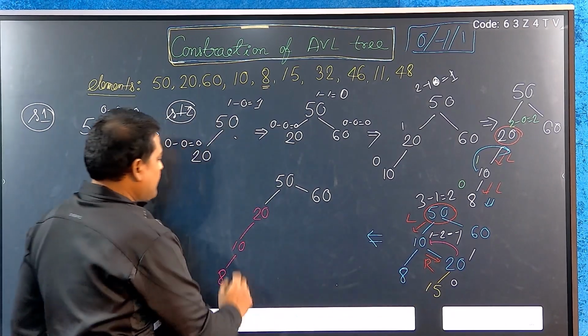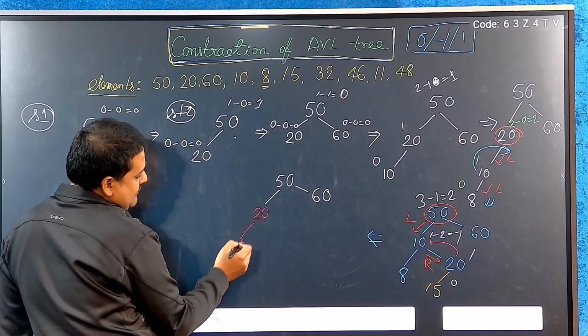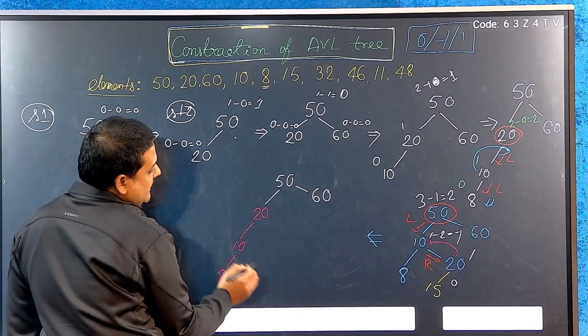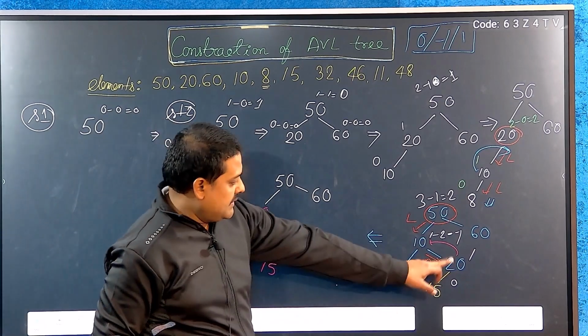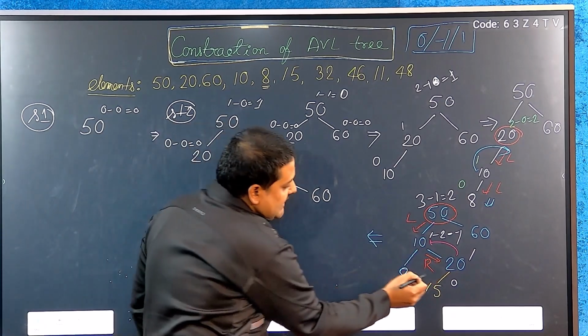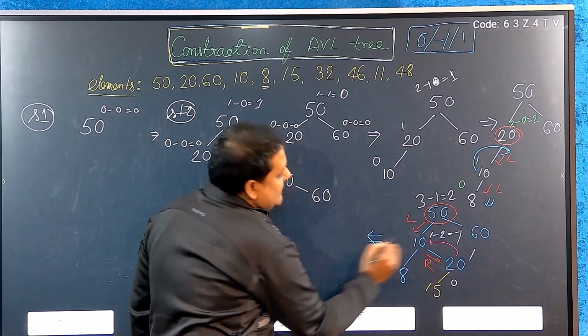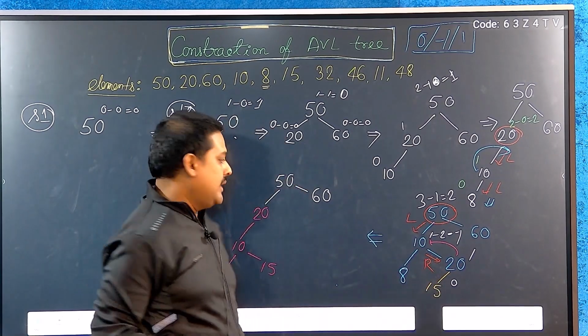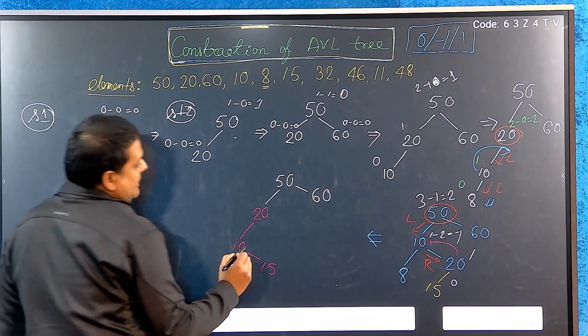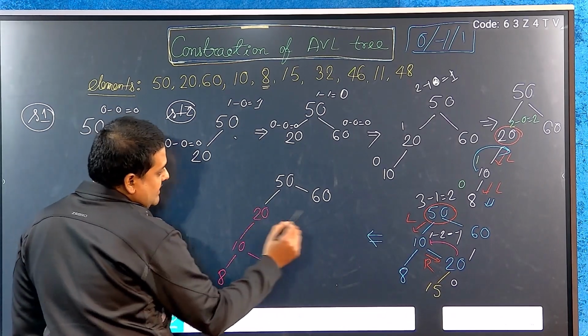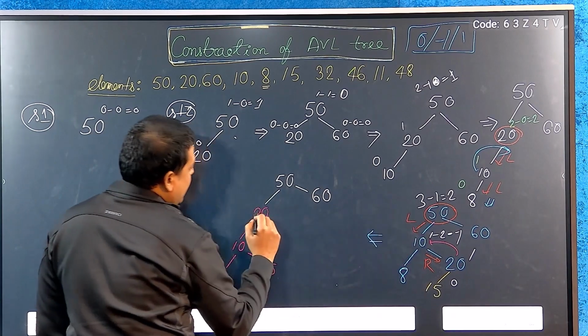So, look, 15 is lesser than 20 and greater than 10. So, 15 will be here, and you will also observe that 15 was connected with 10 by the help of 20. So, 15 is here. This is one rotation, and another rotation is required. The problem is here, so we will make another rotation.